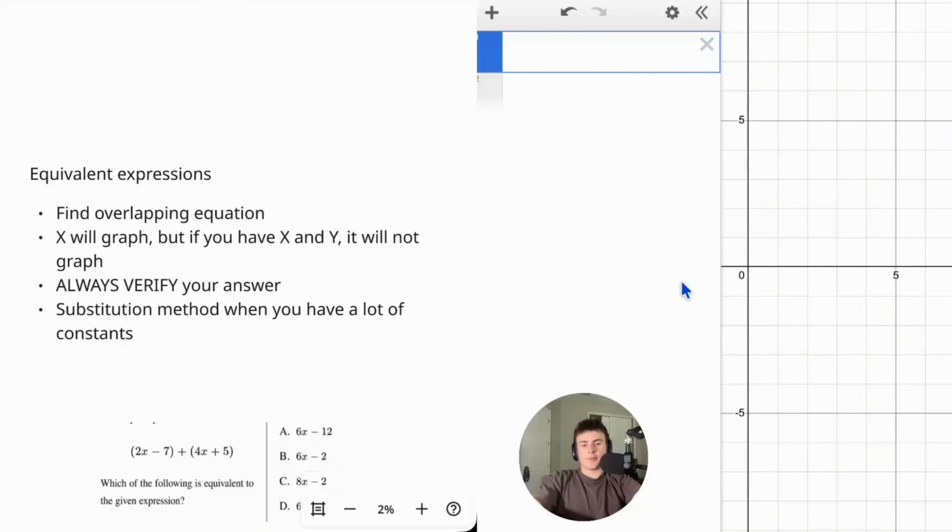A lot of the time you can use multiple methods, by the way, and then we're going to get into regression in a little bit, but that is the gist of equivalent expressions. Now let's do the quiz.